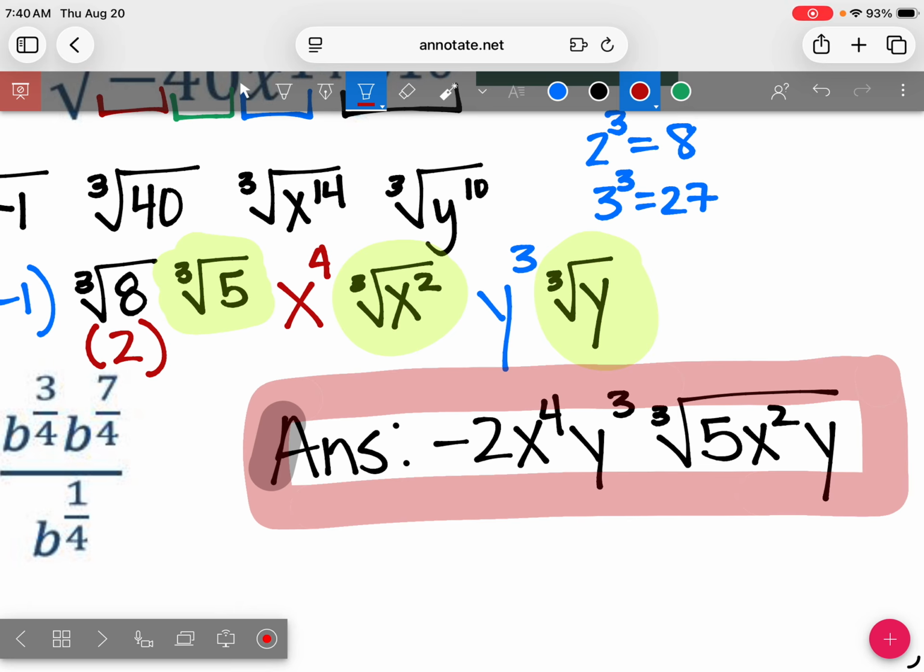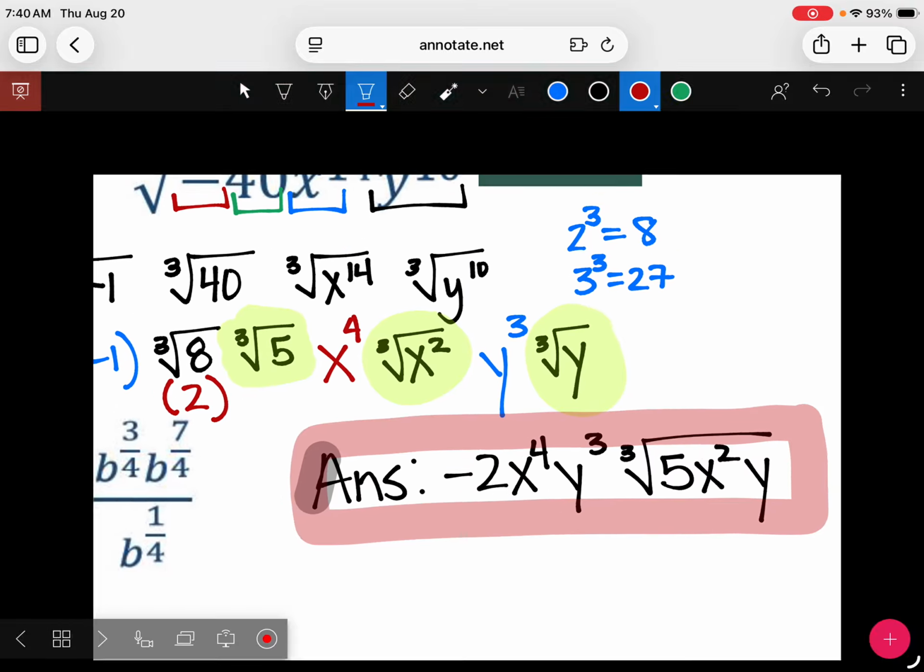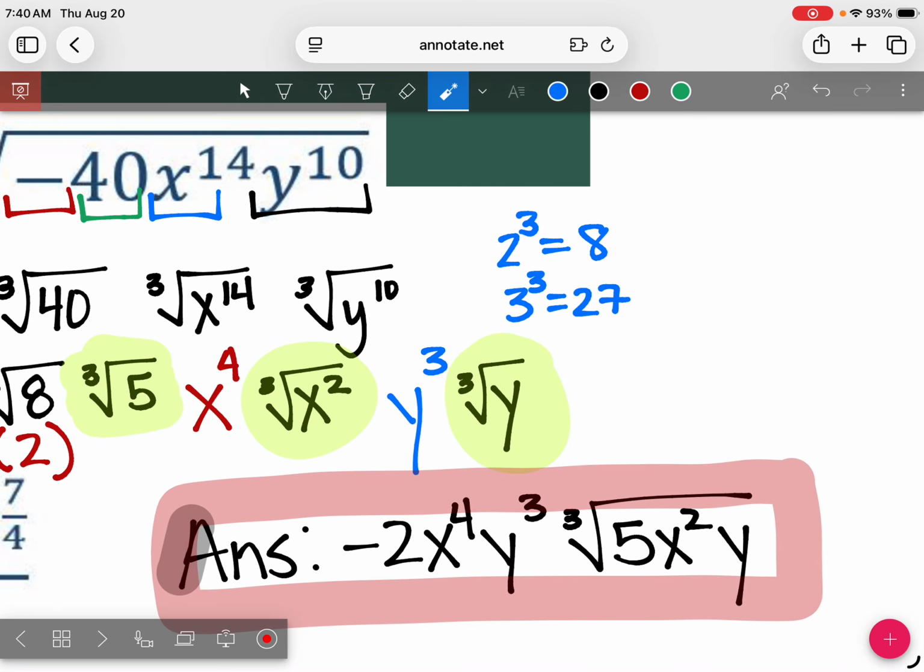Yes, Sasha. Since you did the cube root of 8, how would I know not to do the cube root of 5? You can't do the cube root of 5. So when you look at these numbers, these are my perfect cubes. Will any of these numbers divide into 5 evenly?